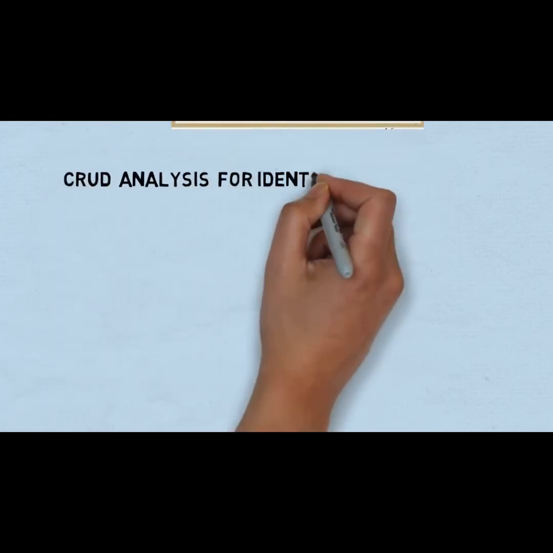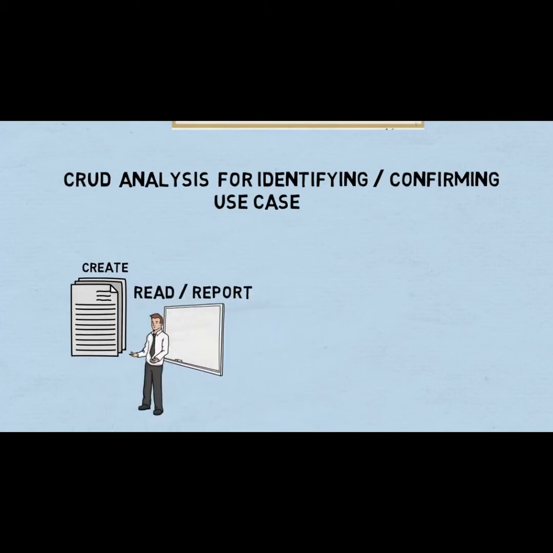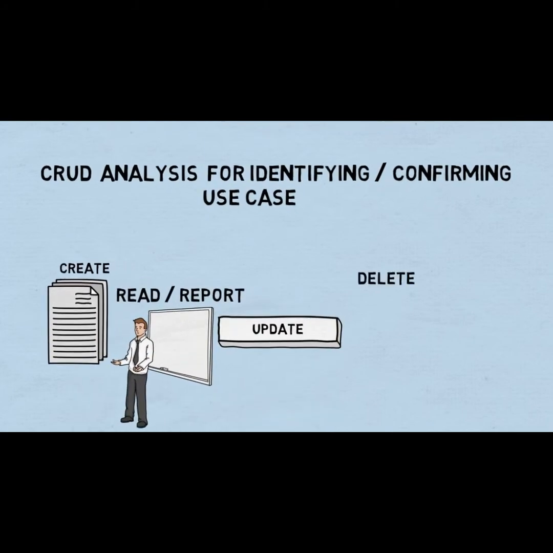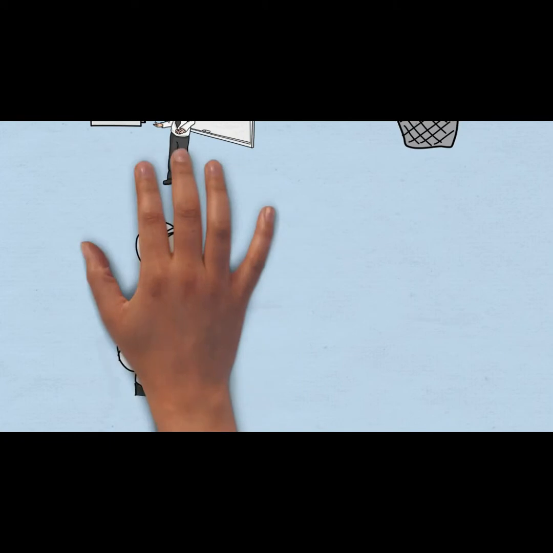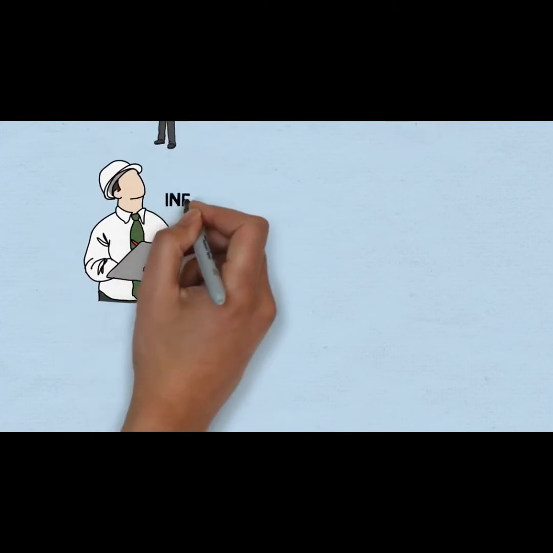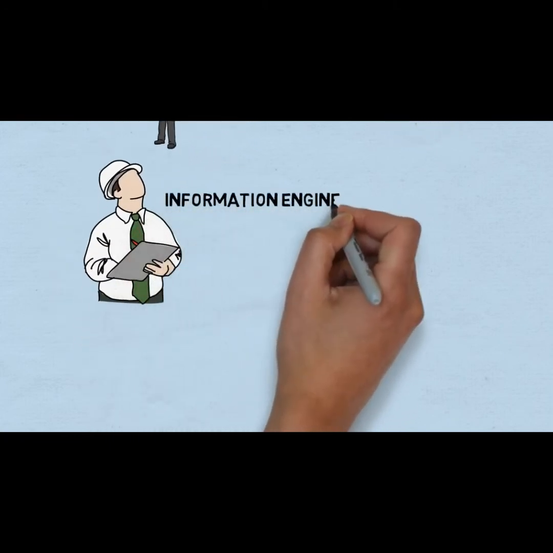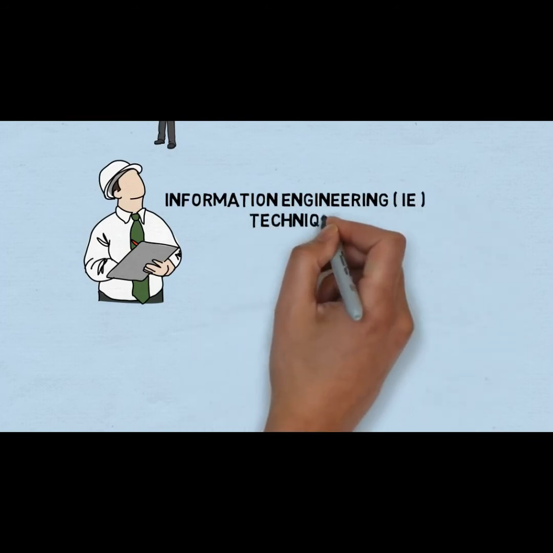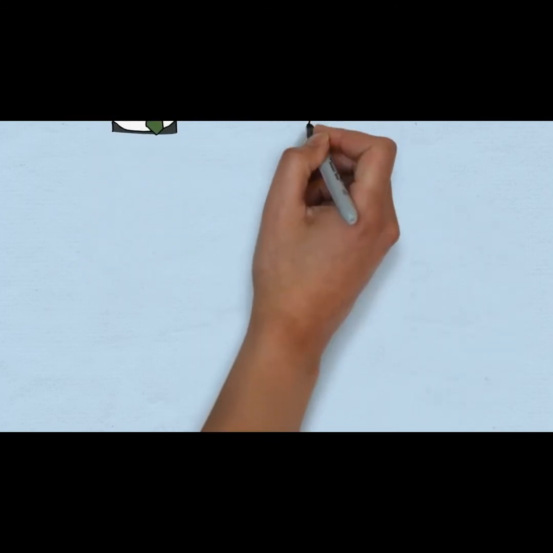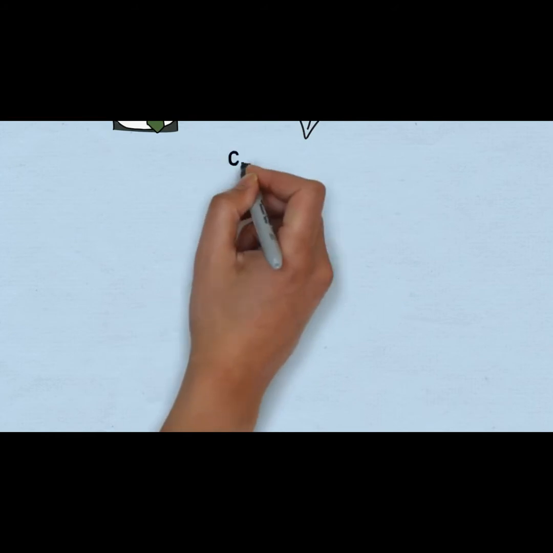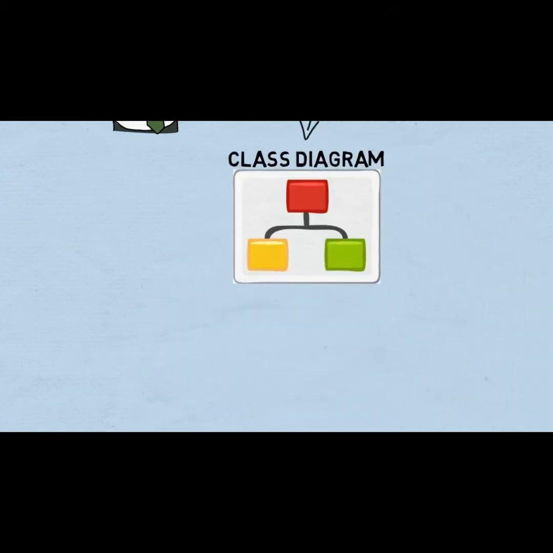CRUD analysis for identifying and confirming use cases. As I said earlier, CRUD contains create, read or report, update, and delete. The information engineering or IE technique is used to identify events and tables, or to directly develop the use case diagram. Every class diagram must have use cases to support the CRUD and object instances.